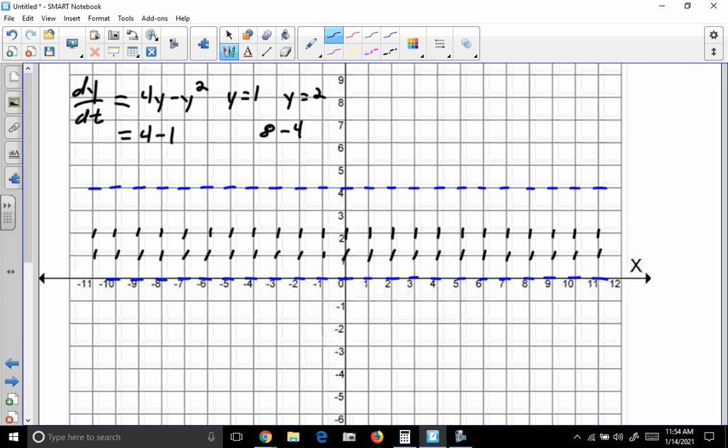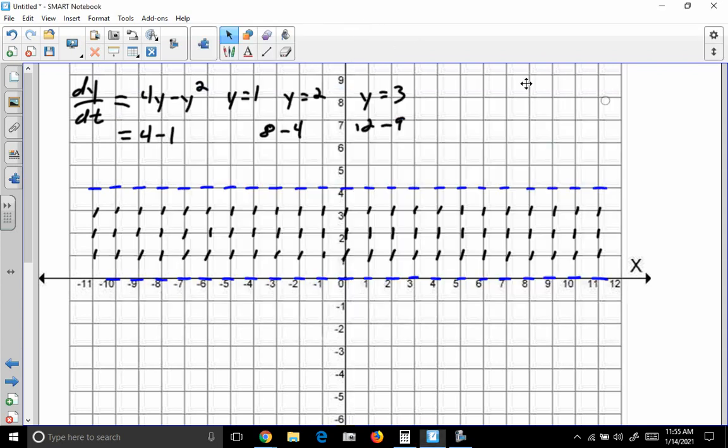And then what about when y is 3? So if we put a 3 in, 4 times 3 is 12. 3 squared is 9. So then we're back to 3. So now we're back to having a slope of 3. All right, so let's do a couple above the blue dashed line, and then a couple below there.